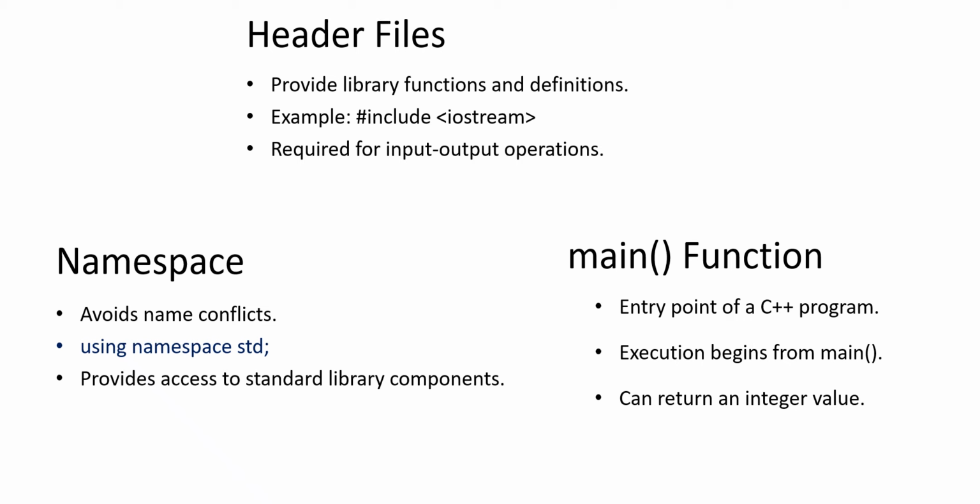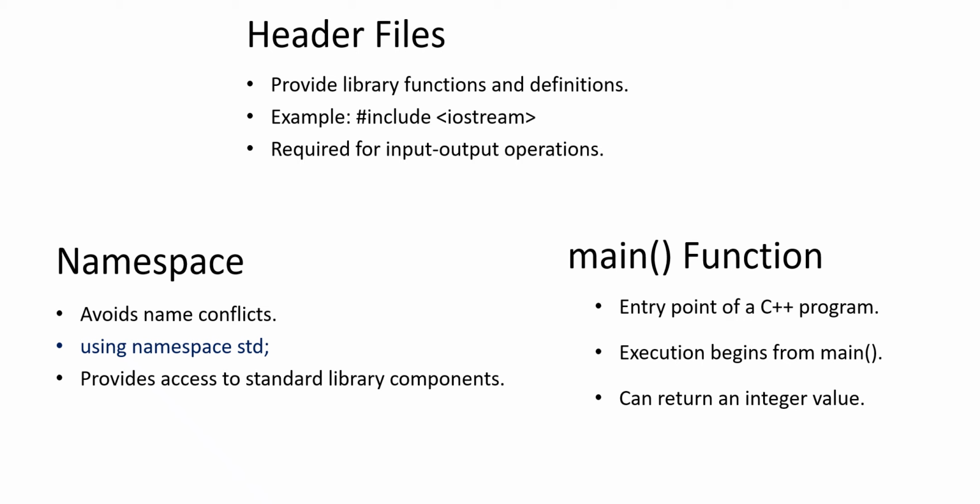A header file in C++ contains declarations of functions and classes. The iostream header file is commonly used for input and output operations such as cin and cout. Header files are included using the #include directive, which is processed during the preprocessing stage of compilation.